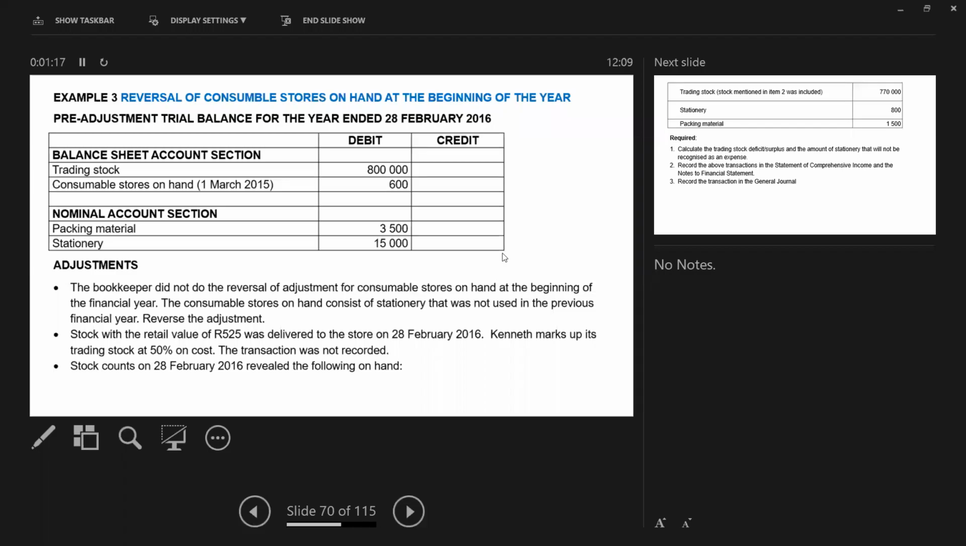Dumela, today we will be looking at example 3, which deals with the reversal of consumable stores on hand at the beginning of the year. And you will note that under the financial position accounts section, we've got trading stock of 800,000. And then we have consumable stores on hand on the 1st of March 2015. And 1st of March 2015 will be the beginning of the current financial year.